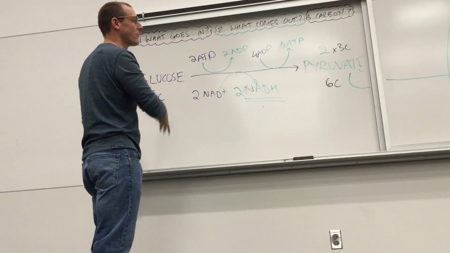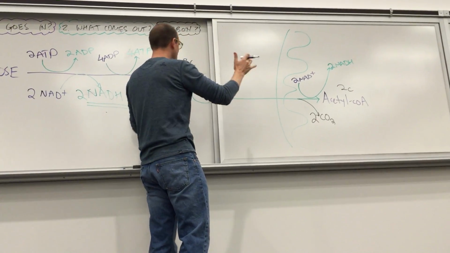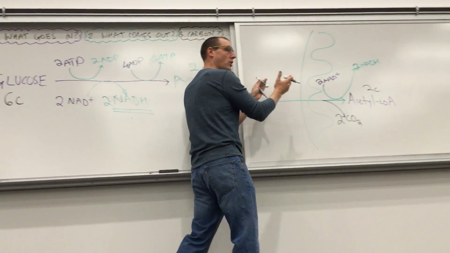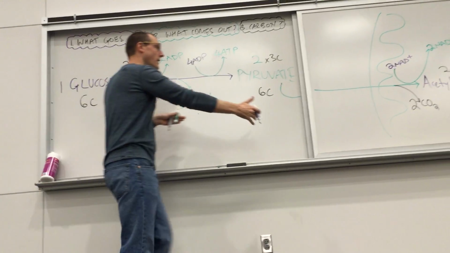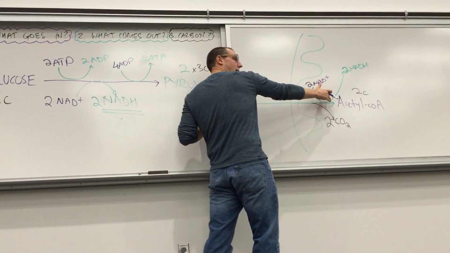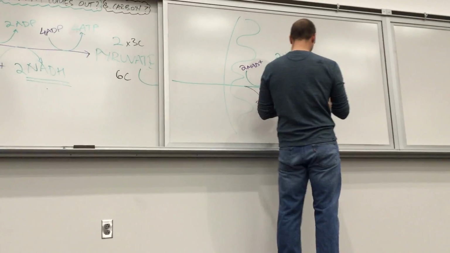That's cool. Okay, so this is the second stage. This is the oxidation of pyruvate to acetyl-CoA. The first stage is glycolysis, in the cytoplasm. This occurs as we move into the mitochondria. That's the second stage.